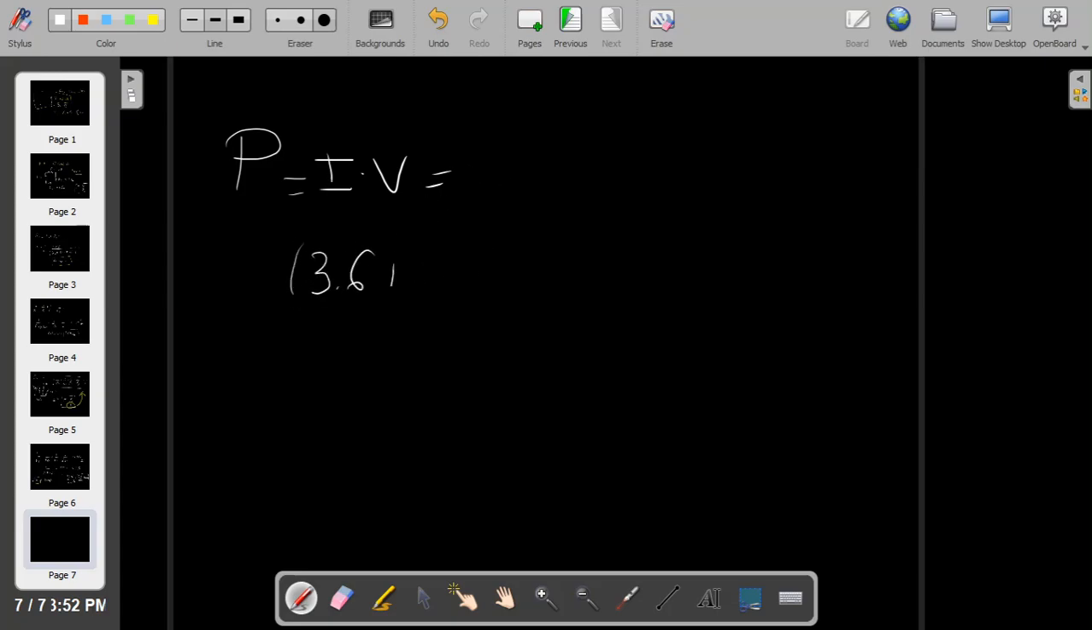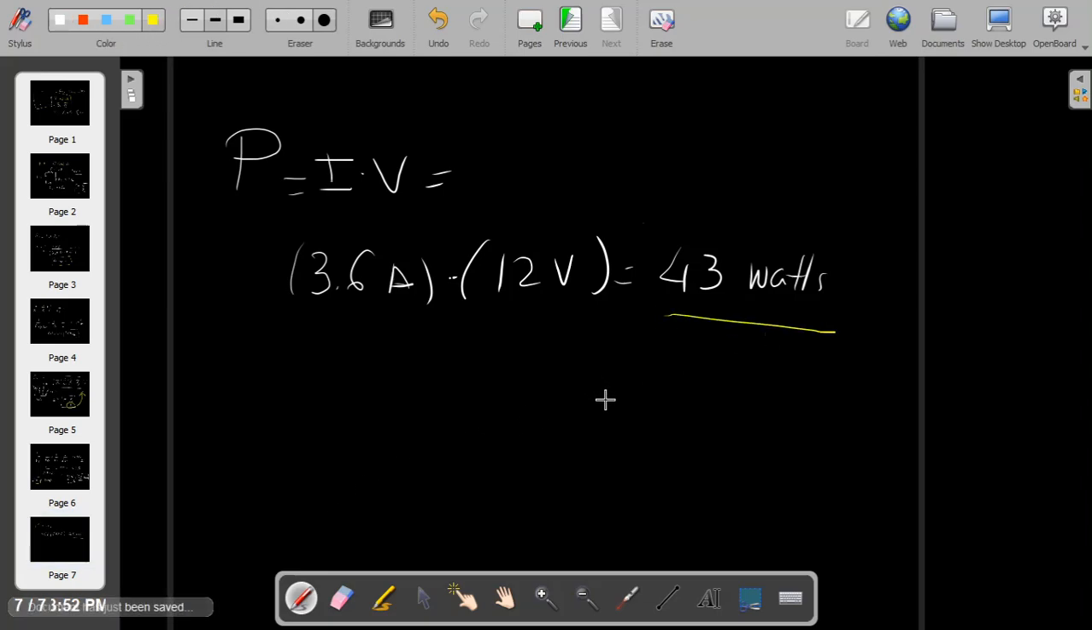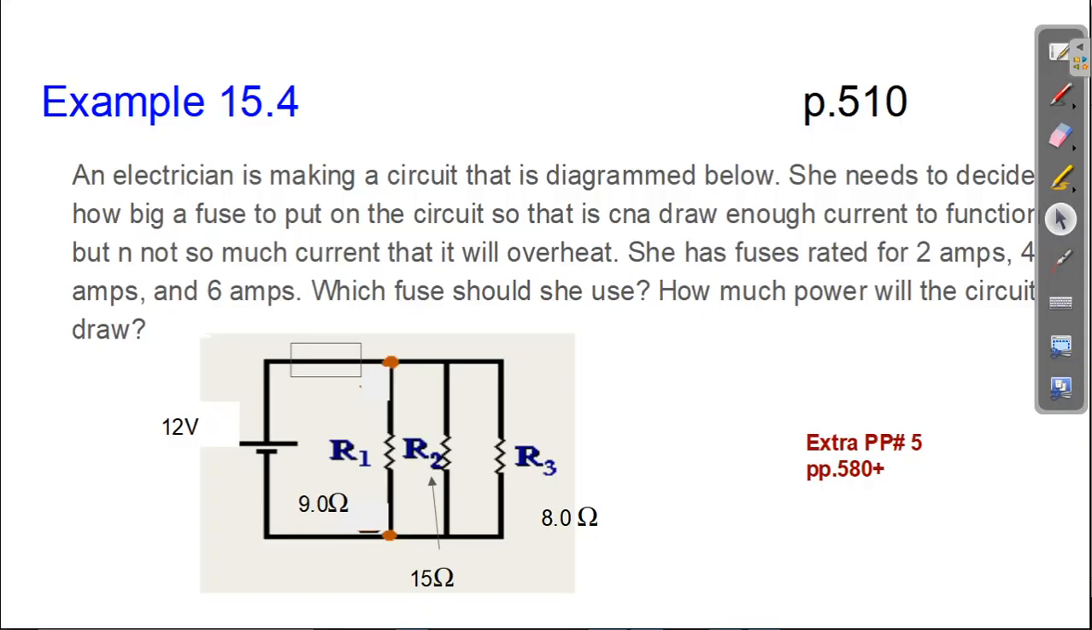3.6 amps multiplying 12 volts. And if you do your math correctly, you should get that the electrical power for this circuit was 43 watts. Okay? Yellow, yellow, yellow. And that's the second part of your answer right here. Okay. Your turn.